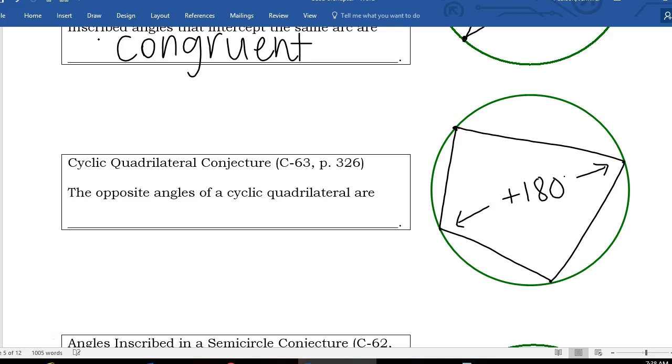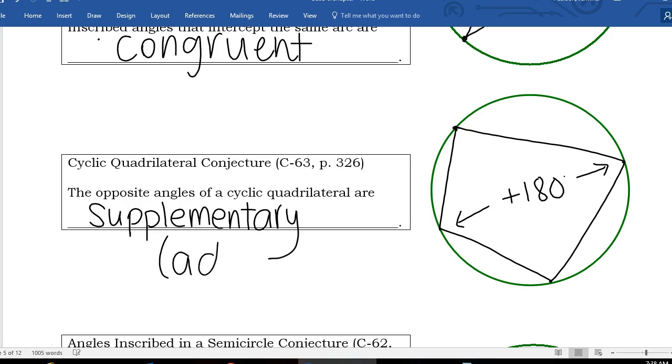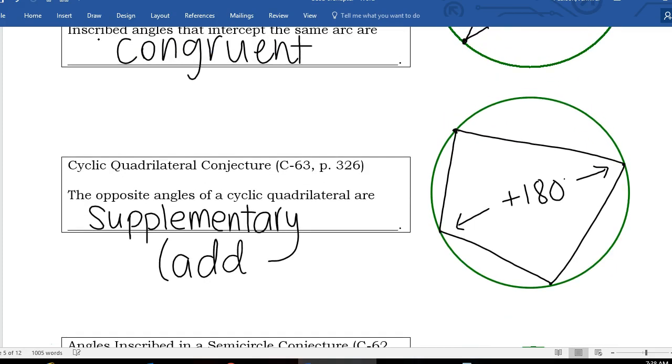That would be true of these angles as well, but any two angles across from each other need to add up to 180. Supplementary is our official word for that, but in case we forget what that means, add to 180.